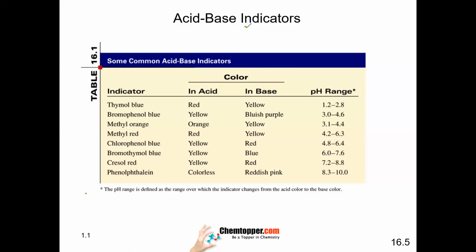So what is an indicator? An indicator is a weak acid, very weak. It's much weaker than any acid. And we are adding only one or two drops, that's why we are adding very little. Now let's say this is the weak acid indicator. HIn: In means indicator, H means acidic. This weak acid can undergo equilibrium like this.